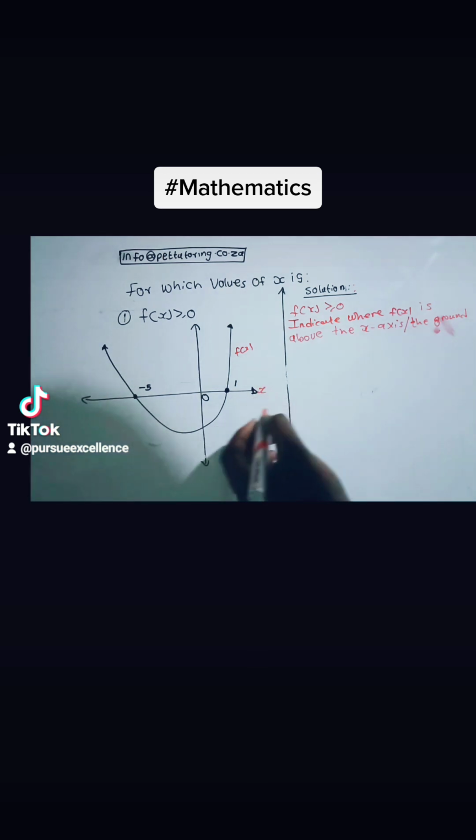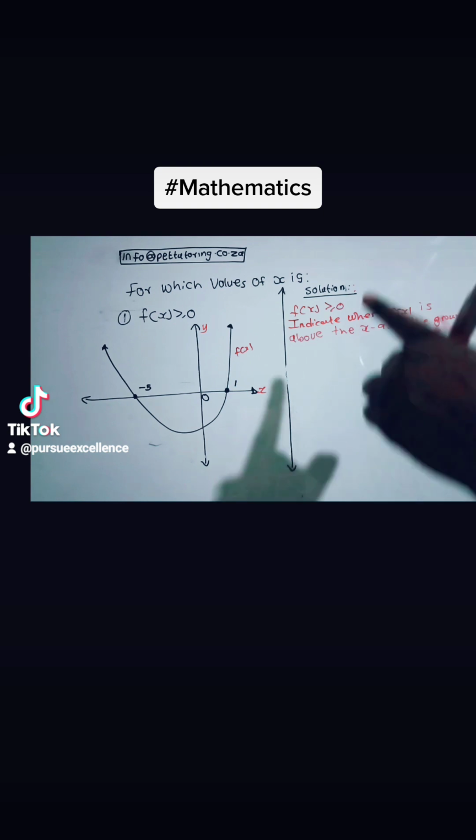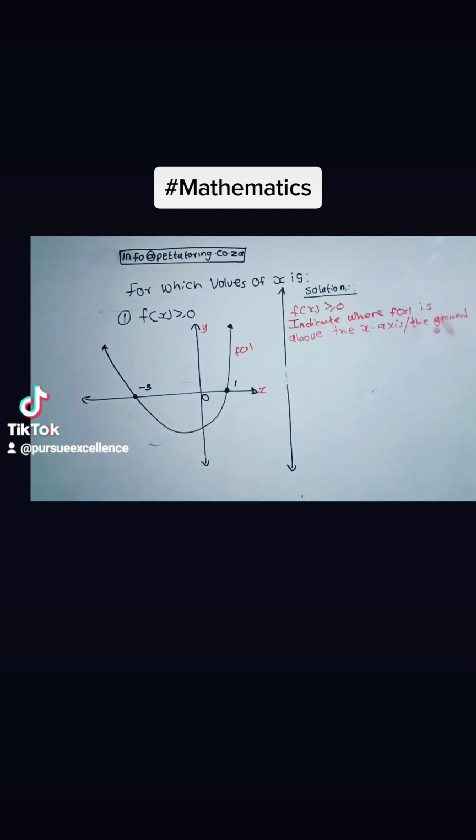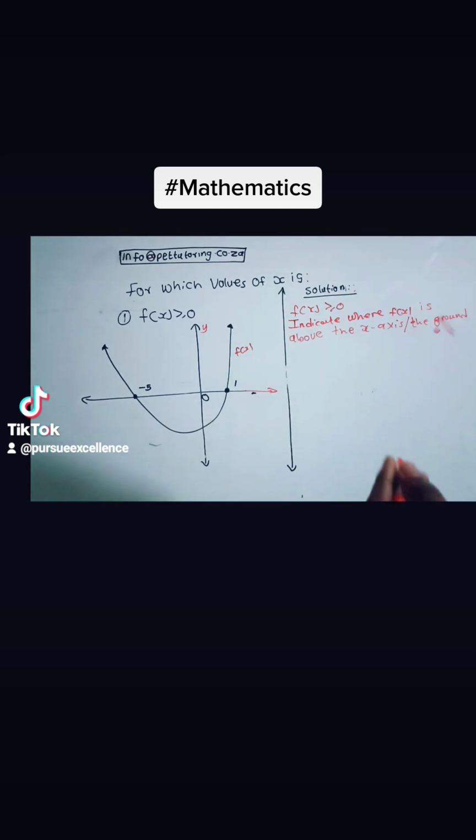So this is our x-axis. Remember, this is our y-axis. F of x greater or equal to 0 indicates where f of x is above the x-axis or above the ground in words, right? So we have to take it practically before we answer this question here. Let us go through the graph.